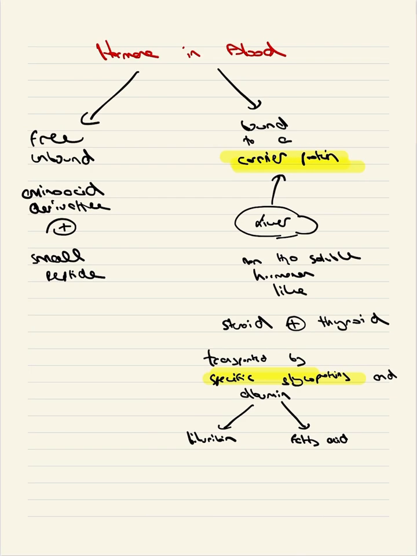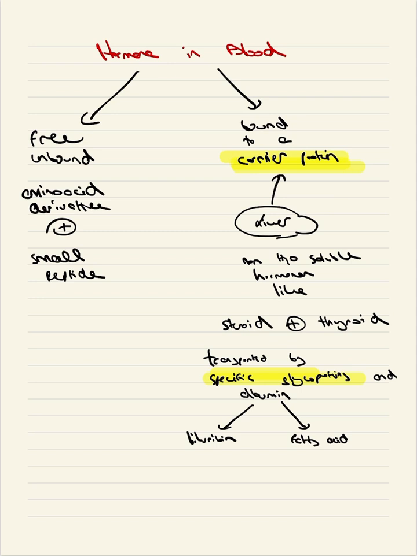Now, hormone in blood. So how does hormone work in blood? It could be either free, unbound, or bound to a carrier protein. Basically these carrier proteins are made by the liver. So this is very, very important because again, we have a clinical correlate here. If you have a liver disease, if you have cirrhosis, you're gonna have problems. You're gonna have endocrine problems as well.